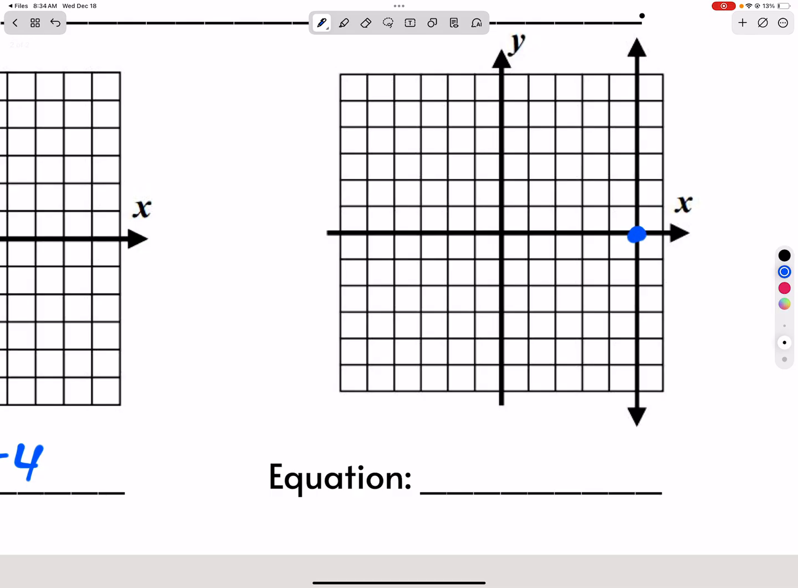Last one. All right. This is at 5, 0. So if I know that, I know it's a vertical line. I know it's going to be an x equals. So it's x equals 5.